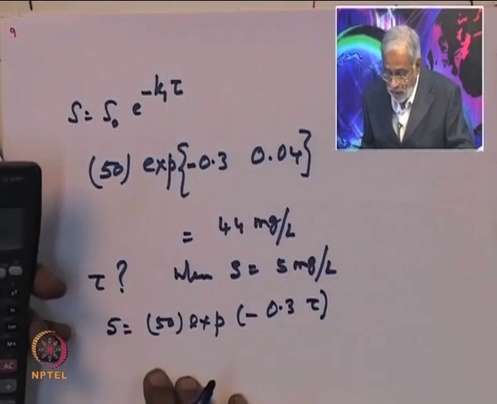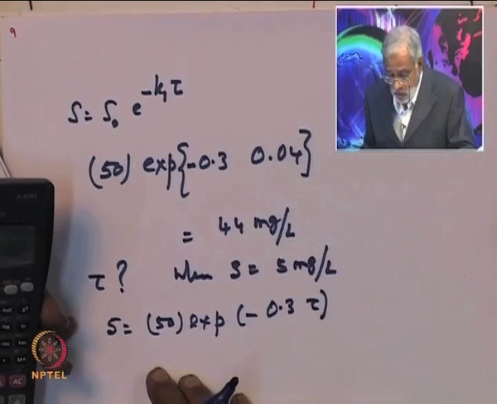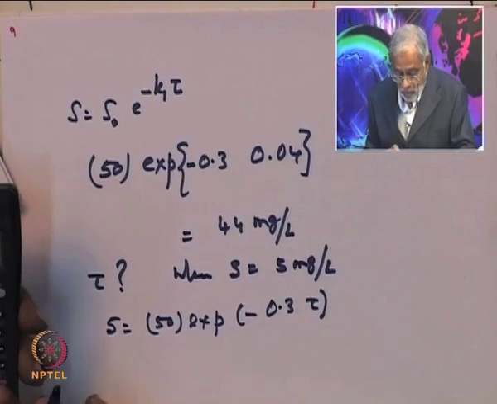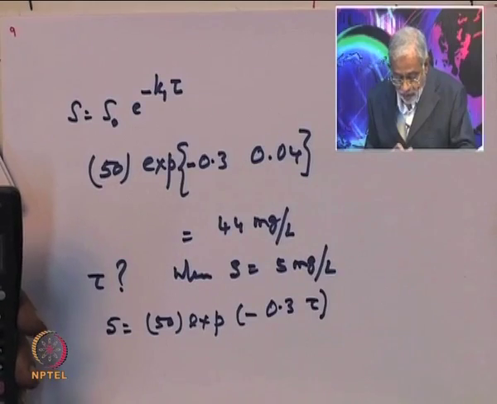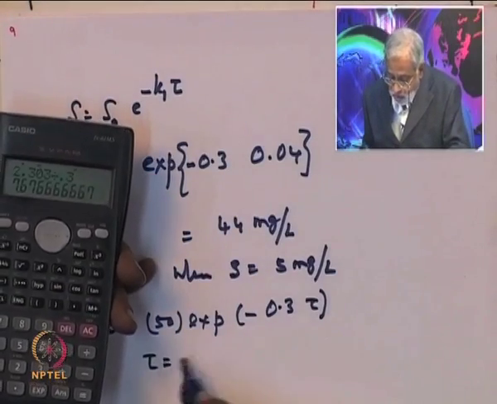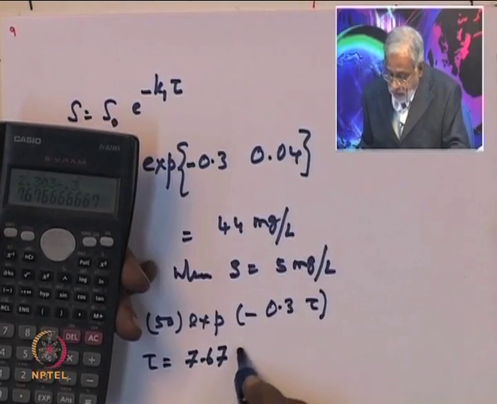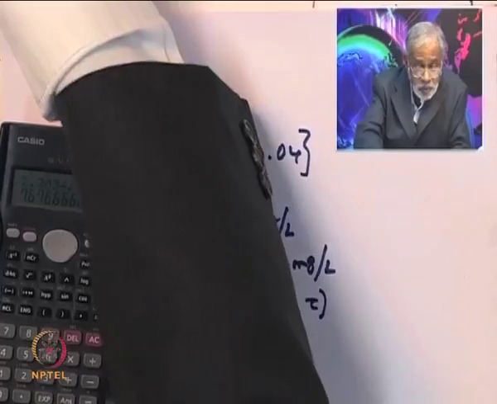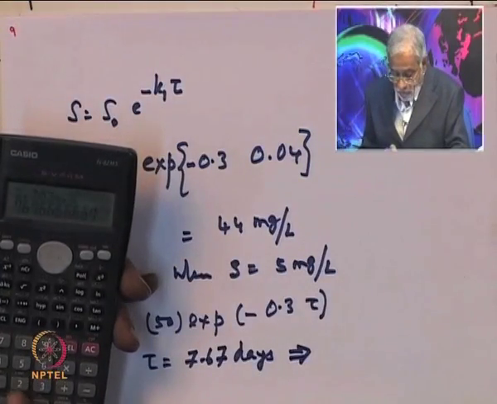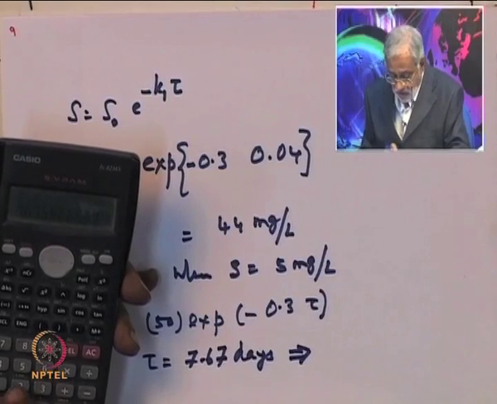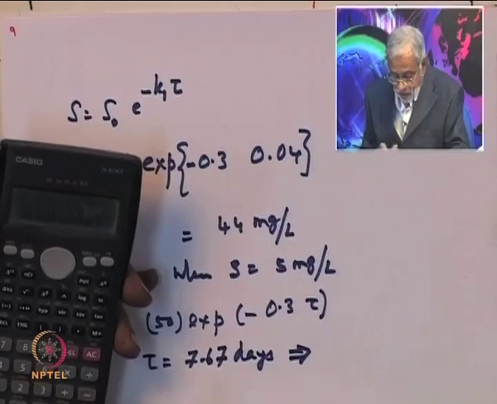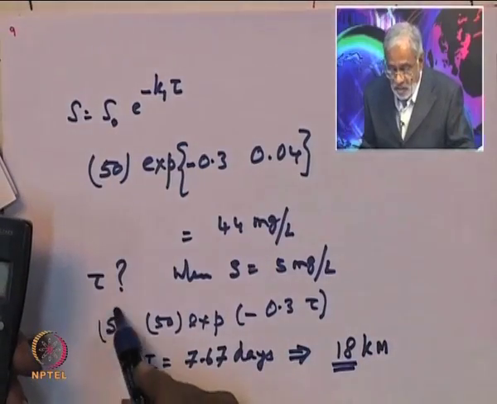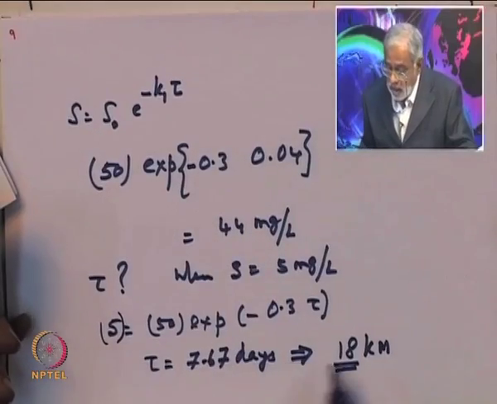So, we can do this calculation. 5 by 50 is 0.1, ln of 0.1 is minus 2.303. So, it becomes 2.303 divided by 0.3. How much is this? 2.303 divided by 0.3 equal to 7.67. So, at tau equal to 7.67 days, implying the velocity is fairly low, it is 0.1 kilometers per hour. So, 7.67 multiplied by 0.1 multiplied by 24 equal to 18 kilometers. COD level reaches the earlier point at 18 kilometers.